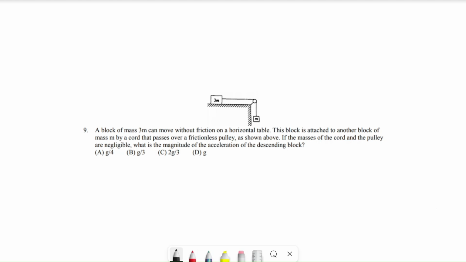It says a block of mass 3m can move without friction on a horizontal table. This block is attached to another block of mass m by a cord that passes over a frictionless pulley. As shown above, if the mass of the cord and the pulley are negligible, what is the magnitude of the acceleration of the descending block? So, in this question, we're asked to find what the magnitude of the acceleration of the descending block is. So the block right there.